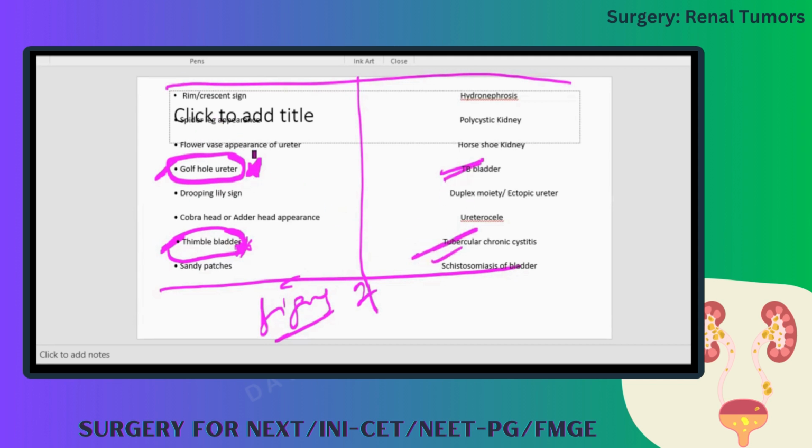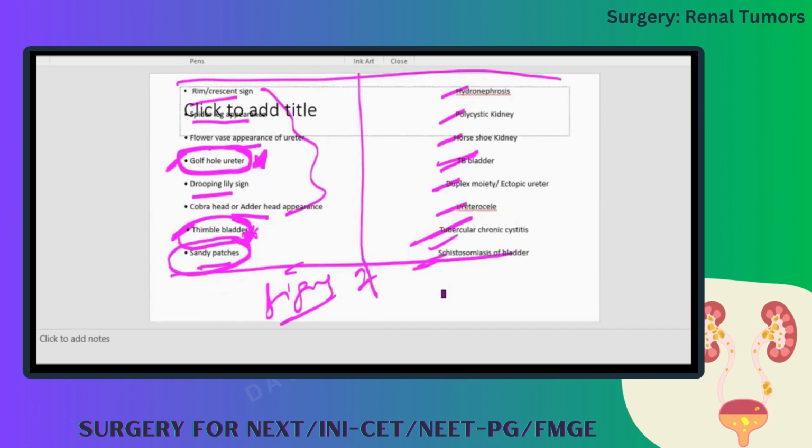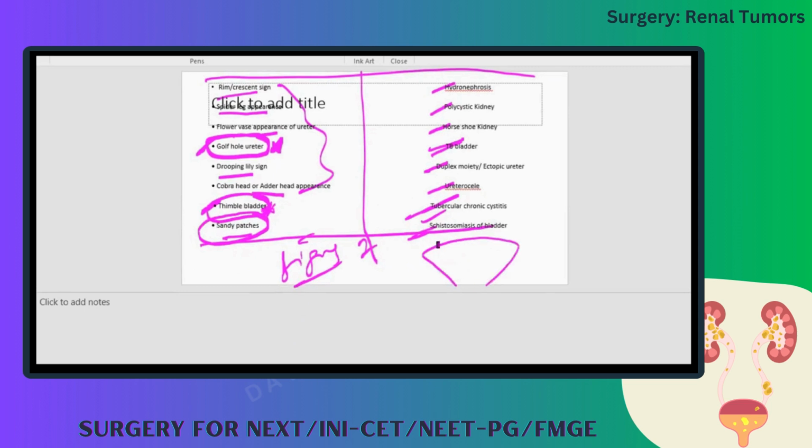Okay. So the others also, I will show you the images, but for time being: rim sign or crescent sign, hydronephrosis; spider leg, polycystic kidney; flower vase appearance, horseshoe kidney; drooping lily, duplex moiety; cobra head, ureterocele; sandy patches, schistosomiasis. So I'll show you all the images, don't worry, but for sandy patches, see the bladder. If the bladder is there, there will be small sandy patches. Okay, so that is schistosomiasis.